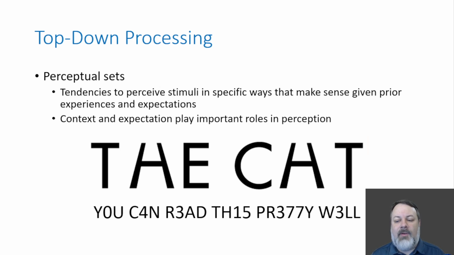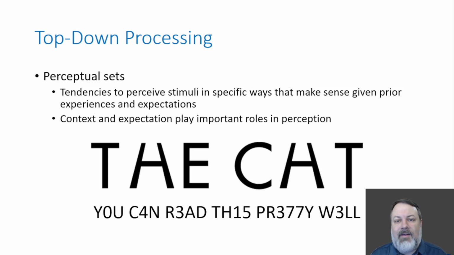Top down processing also leads to what we call perceptual sets. This is a way that we perceive stimuli in a specific way that helps us to understand it based on our prior experiences and expectations.